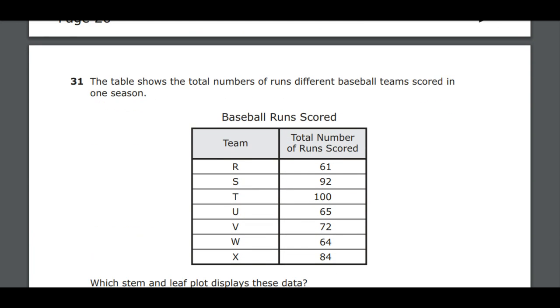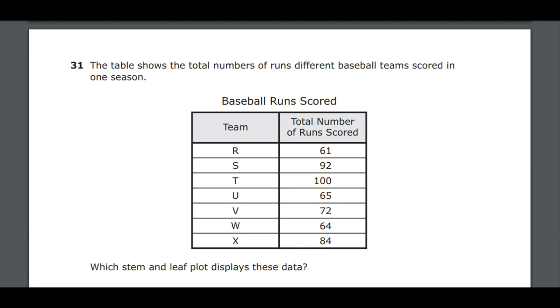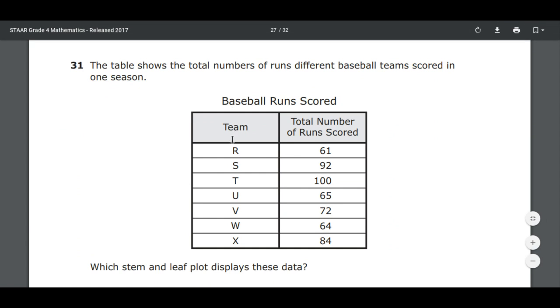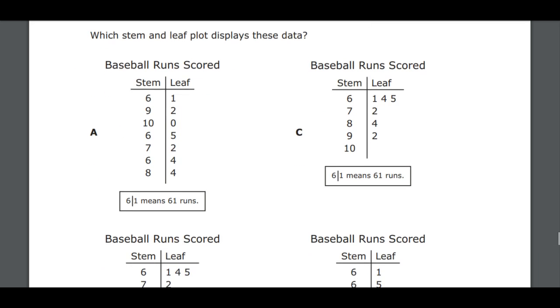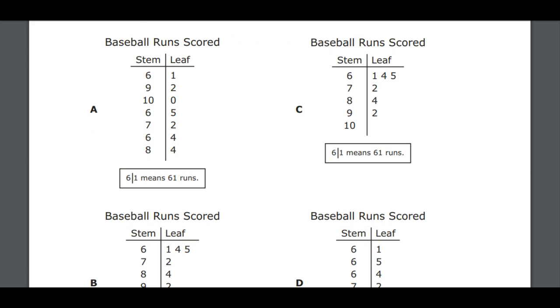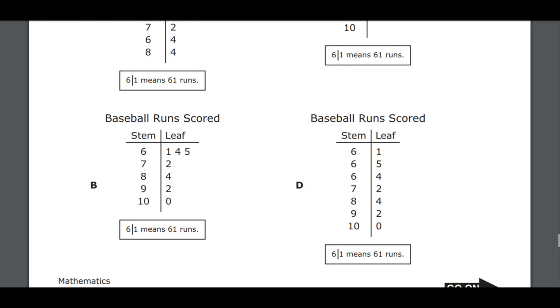Number 31. The table shows the total number of runs different baseball teams scored in one season. Teams, total runs. Team R scored 61. Team S, 92 runs. T, 100 runs. Team U, 65 runs. Team V, 72 runs. Team W, 64 runs. Team X, 84 runs. Which stem and leaf plot displays these data? A, B, C, or D?